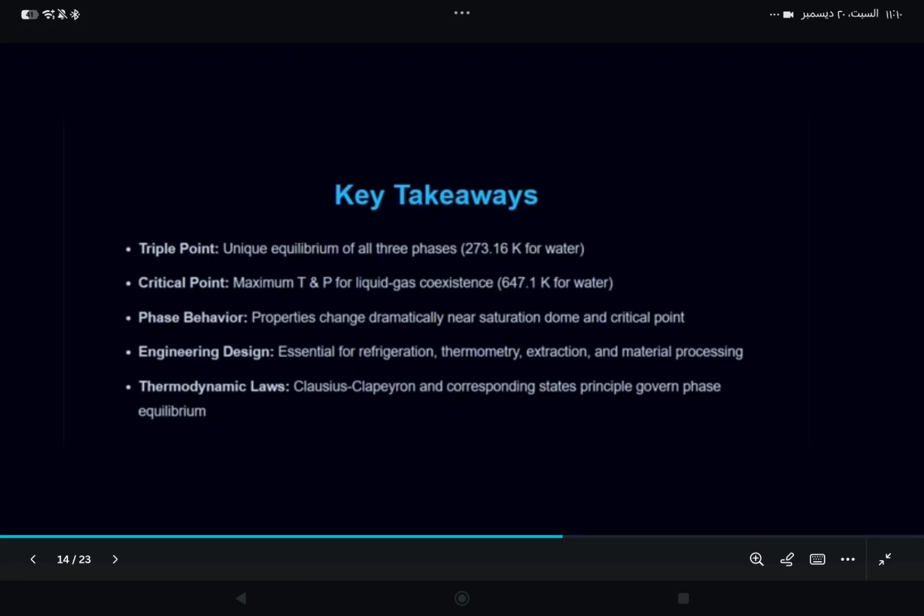Phase behavior: properties change dramatically near the saturation dome and critical point. Engineering design: essential for refrigeration, thermometry, extraction, and material processing. And thermodynamic laws, calibration, and corresponding states principle govern phase equilibrium.